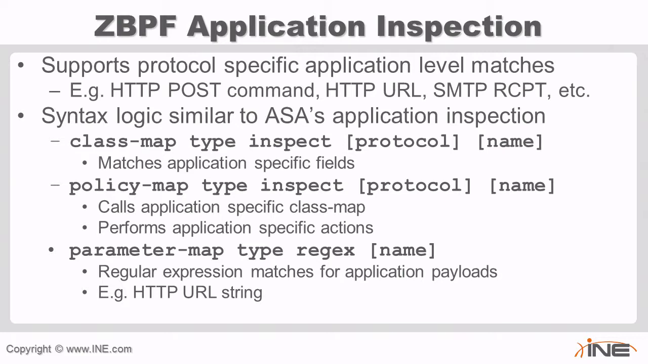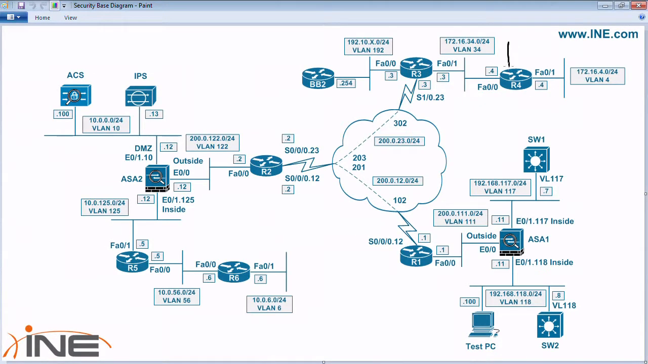Now, in our particular case here, what we're going to be looking at is router 4 configured as a web server, where router 3, again, is running the zone-based policy firewall, where the connection to router 4 is the inside portion of the network, and the connection to the frame relay network is the outside.